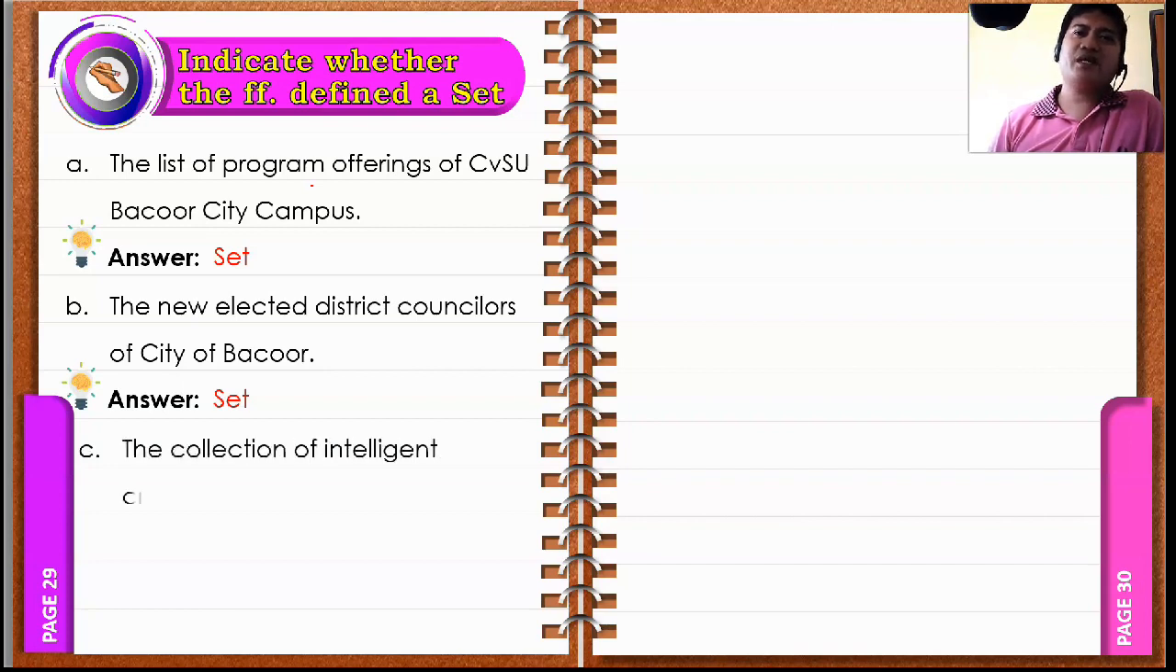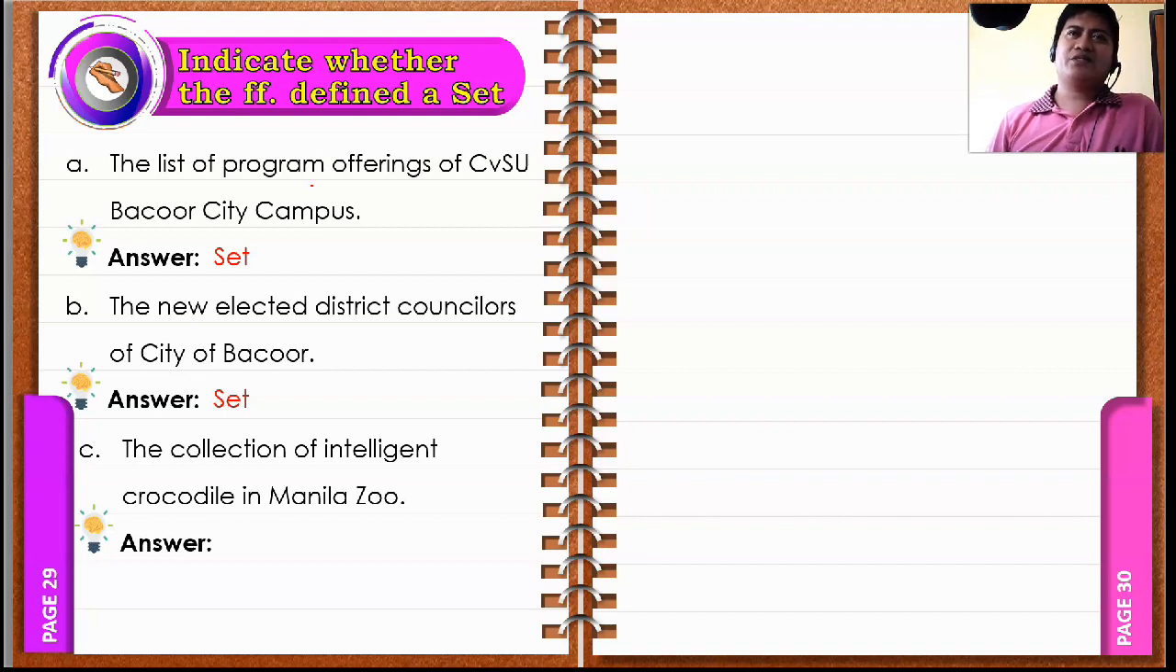This one, the collection of intelligent crocodiles in Manila Zoo. Is this a set or not a set? Obviously, what are the bases of an intelligent crocodile? In this case, this is a vague definition. One can define that a crocodile is intelligent, but another cannot define if that crocodile is intelligent based on what they see. So in this case, this example is not well defined. Therefore, since we cannot determine how to define an intelligent crocodile, this is an example of not a set.